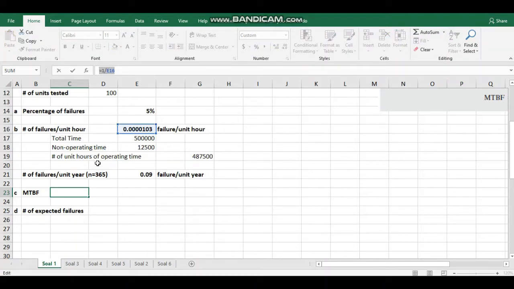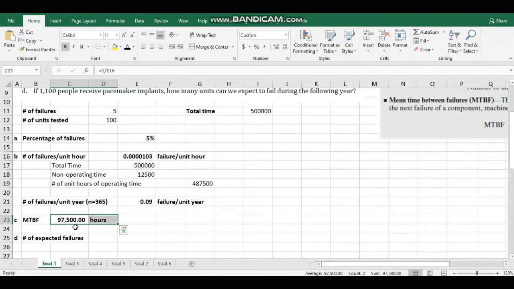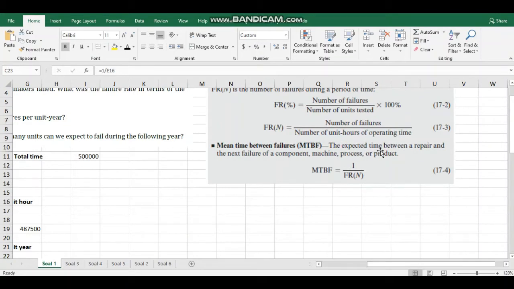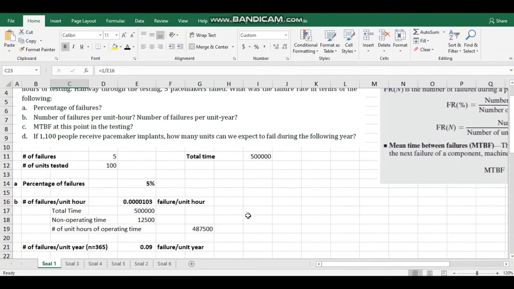We already counted the number of failures. There are number of failures per unit hour and also per unit year. But in this case, to find the MTBF, we use the number of failures per unit hour instead. So it becomes 1 divided by this number, not this number, okay? So the mean time between failure is 79,500 hours. And please note that the MTBF is the expected time between a repair and the next failure, either for a component, machine, process or product.